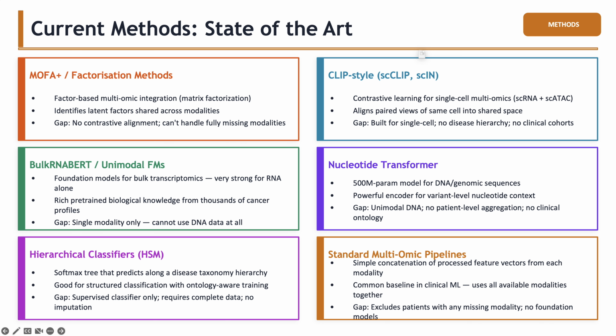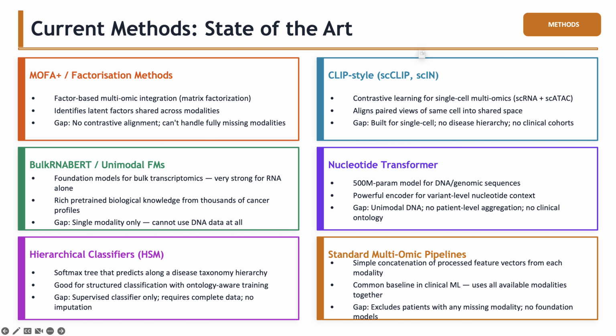Bulk RNA BERT is a foundation model for bulk RNA sequencing, genuinely powerful transcriptomics, but it is single modality, no DNA, no imputation. The Nucleotide Transformer, the DNA equivalent, is great for variant sequence, but again, unimodal and no patient-level aggregation strategy for variable length variants. And then you have hierarchical softmax classifiers. These do use the disease taxonomy, but they are supervised classifiers only. They can't impute missing modalities and they don't produce transferable embeddings.